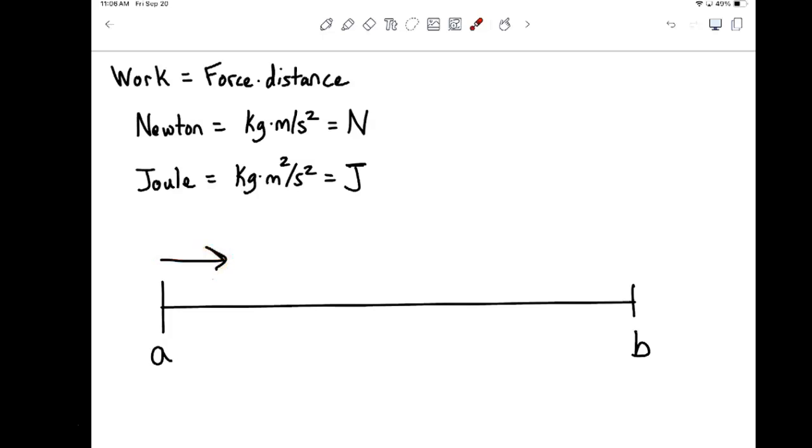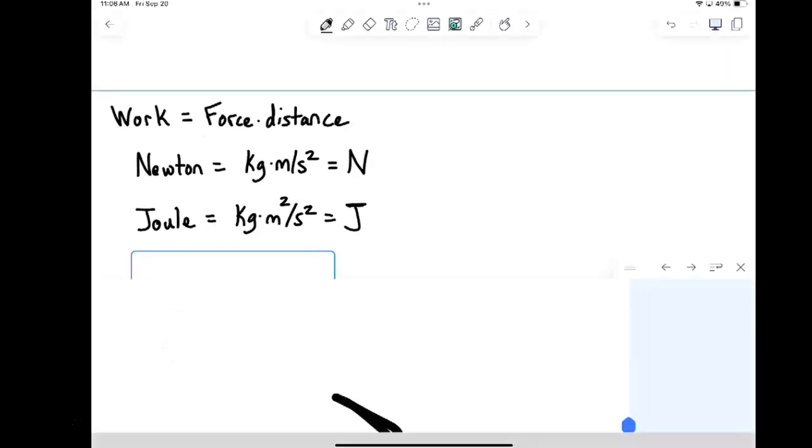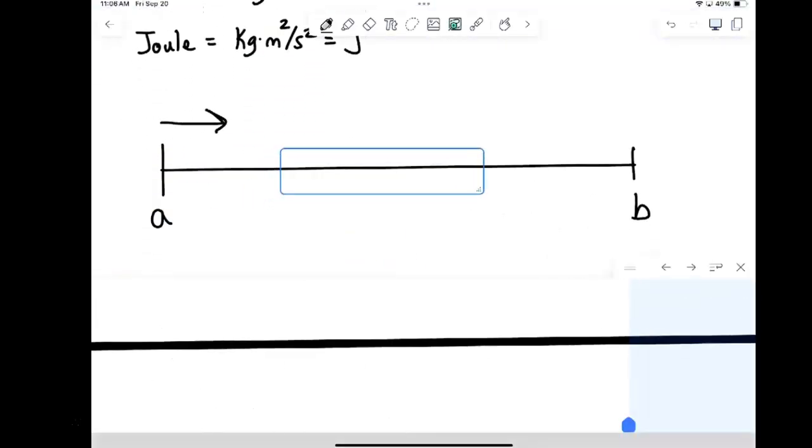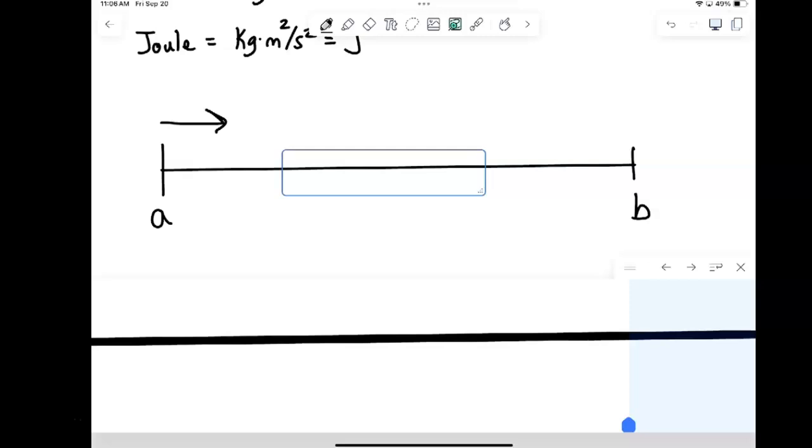Okay? So there's some function that tells us the amount of force we're exerting on the object at any one time. Okay? So we want to count the work that we're doing if we're doing a variable amount of force, not always the same.